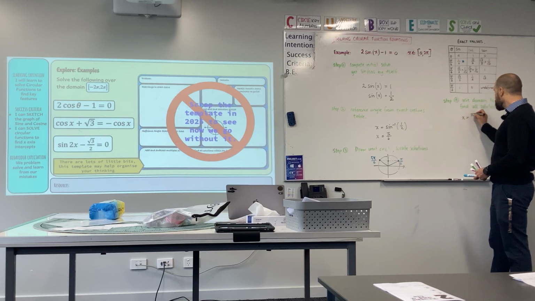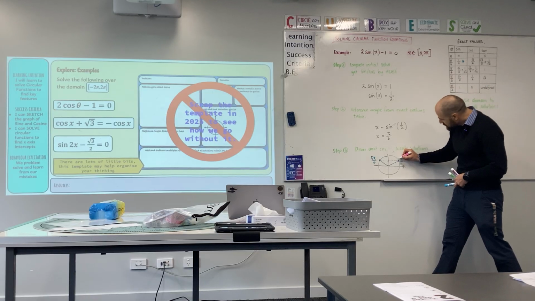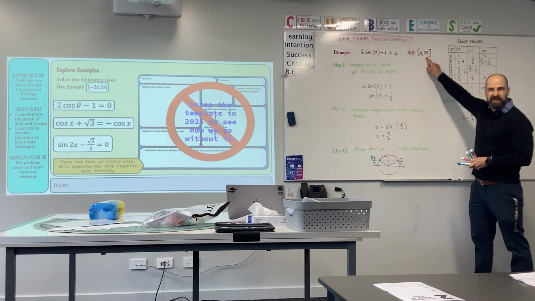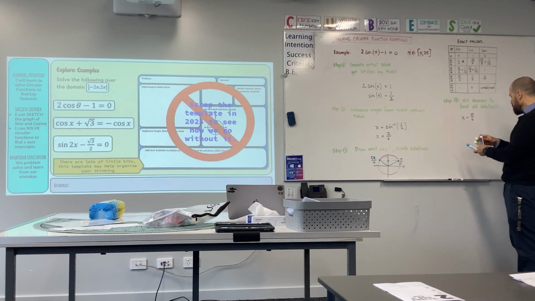X equals pi on 6. And then we keep cruising around our unit circle. We've got our second solution. We still haven't gone 2 pi yet, have we? 2 pi is 1 full revolution. So we've got our second solution.